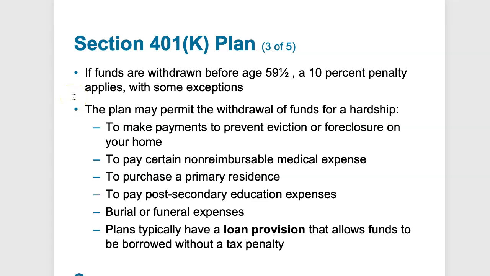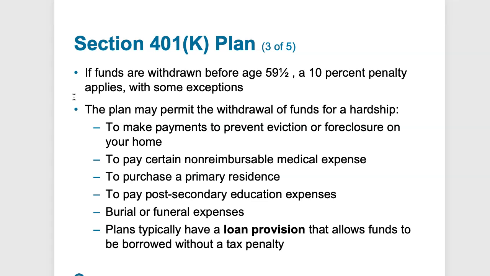There are going to be penalties, just like the pension plan. If you're going to withdraw funds before age 59 and a half, you're going to experience a 10% penalty. And that's not 100%. There are some exceptions. So you could be permitted to withdraw funds for hardship. Say, for example, you've been evicted from your house, you have medical expenses, you're going to purchase your first home, you have educational expenses, funeral expenses. So there are some reasons that you can withdraw from your 401k.